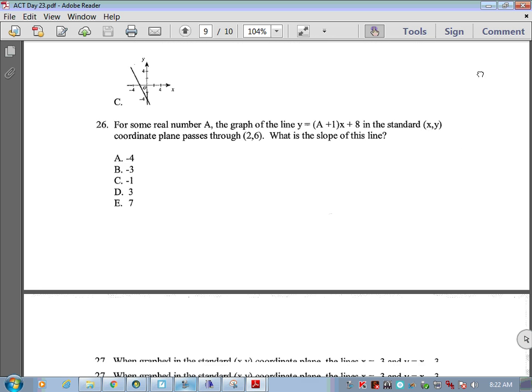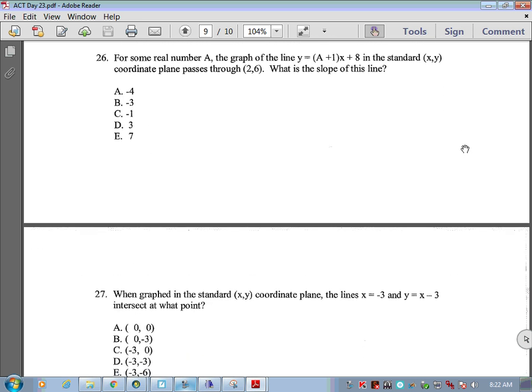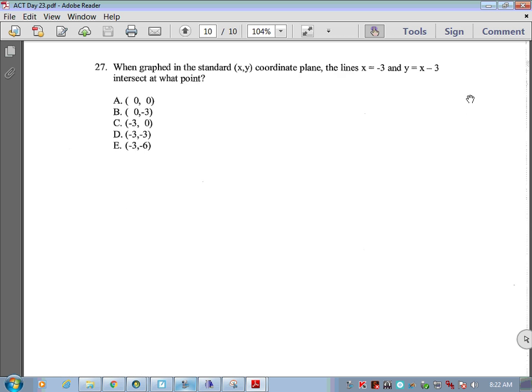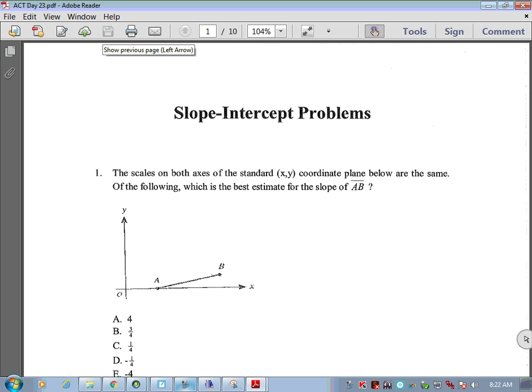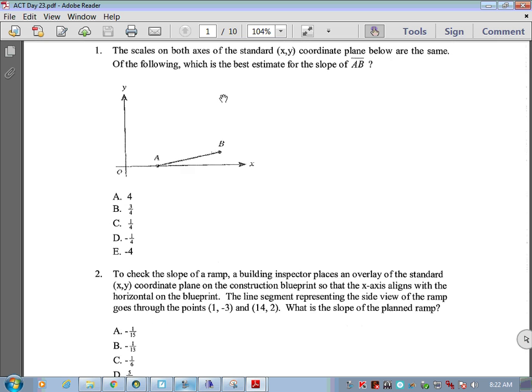26 is C, -1. And 27 is E, coordinates -3, -6. All right, let's go back to page 1. See what questions I can answer. I'll answer as many of them as I can before we're out of here.